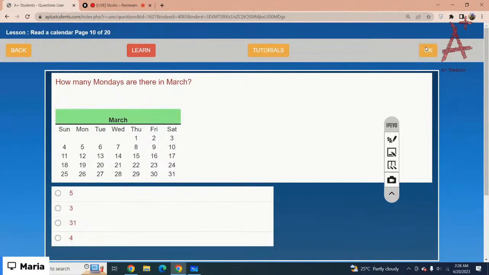Okay, how many Mondays are there in March? You have to calculate how many times you have Monday in March. So just count the dates in front of Monday. You have one, two, three, four. That means in March you have 4 Mondays. Got it? So the correct option is four.